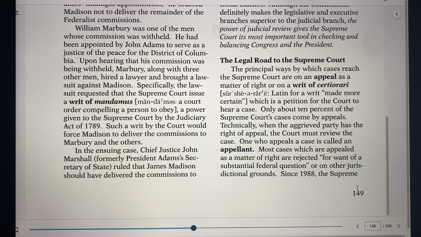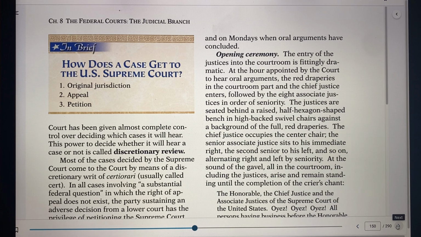Just to know that, there are not very many cases that they take. Since 1988, the Supreme Court has been given almost complete control over deciding which cases they will hear. This power to decide whether it will hear a case is called discretionary review. So this is another definition. Discretionary review basically says, is the Supreme Court going to hear the case or not? They have the discretion to say no, we don't want to hear it, or yes, we will hear this case as the cases are appealed to them. Most of the cases decided by the Supreme Court come to the court by means of a discretionary writ of certiorari, usually called cert.